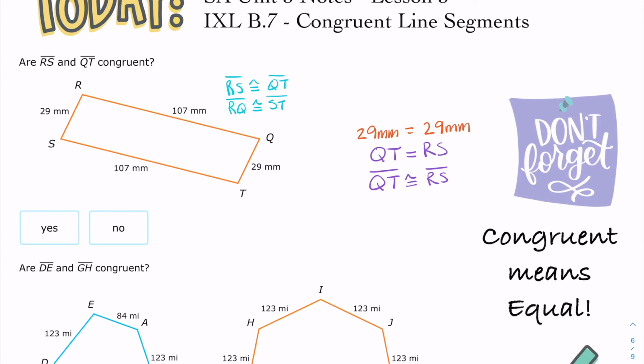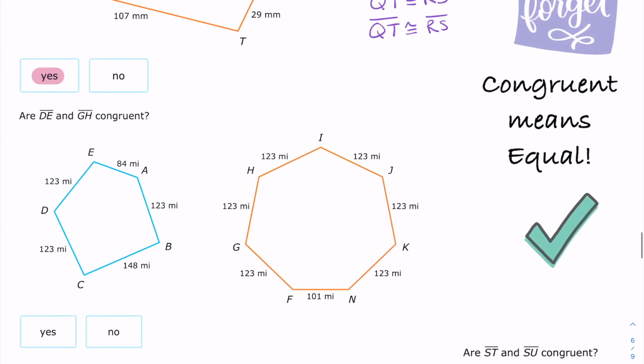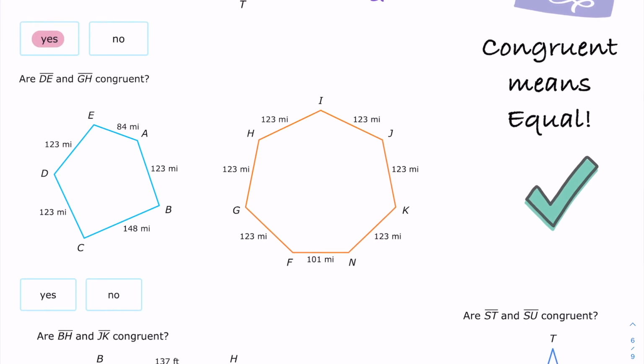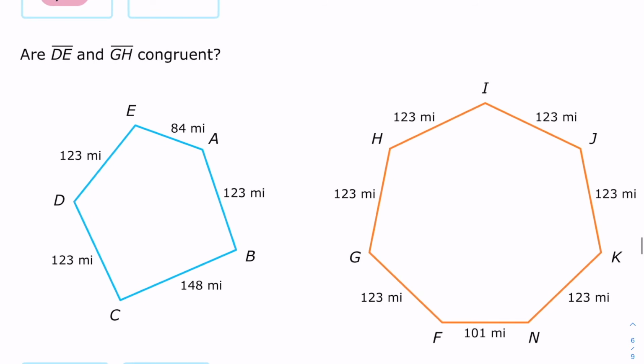Alrighty, so the answer to this is yes. Now we're going to compare shape to shape. So is DE congruent to GH? Well, let's see. DE is equal to 123 miles. It's right here. DE is right here. Now GH is over on this side. GH is also 123 miles.